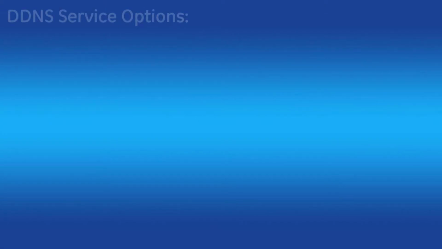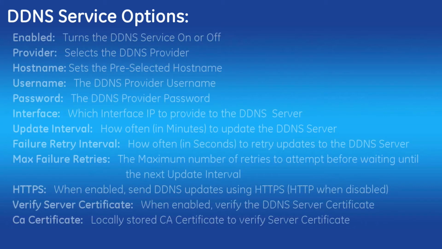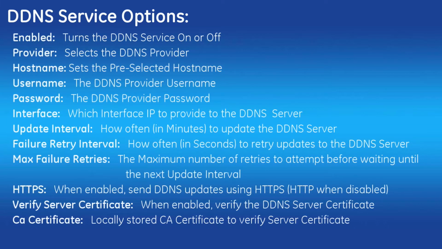Let's go over some of the DDNS configuration items. The Enable button simply turns the DDNS service on or off. The provider selects the DDNS provider. Again, we have DYN.com, NoIP, and then you can use any other one that you wish as well. The host name sets the pre-selected host name. The username and password are your username and password for the DDNS provider. The interface selects which interface IP to provide to the DDNS server. The update interval is how often in minutes to update the DDNS server.